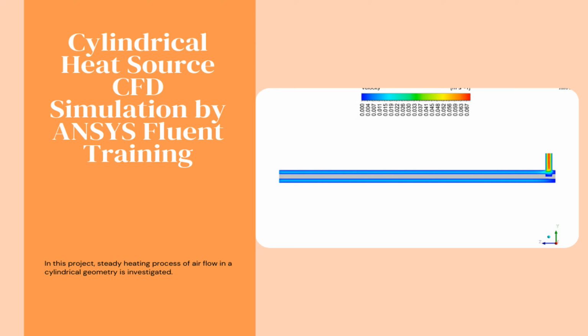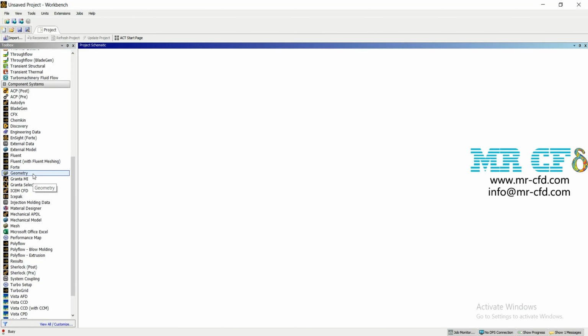In this video, I'm going to teach you how you can draw a geometry and create a mesh for this project. Open the Ansys Workbench software, then double-click on Geometry under the Component Systems list, then double-click on the geometry in the block to open SpaceClaim software.